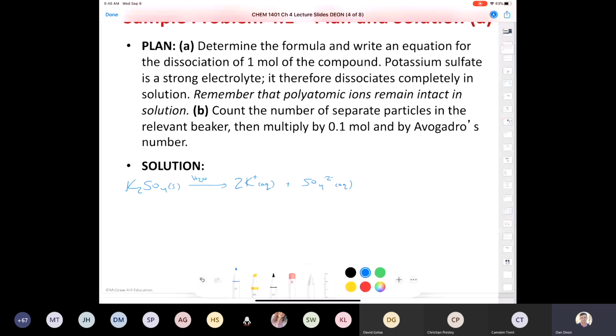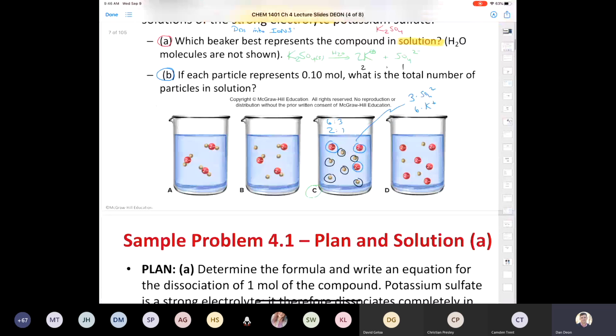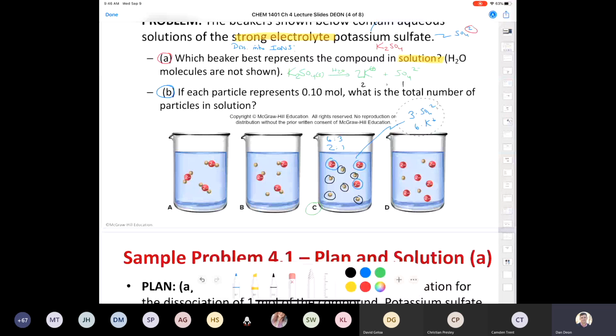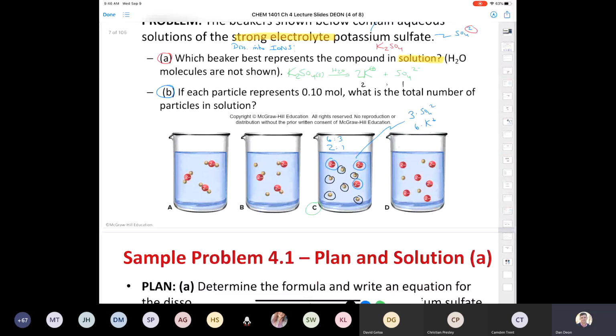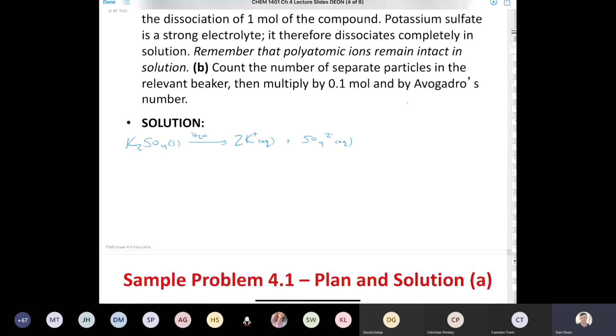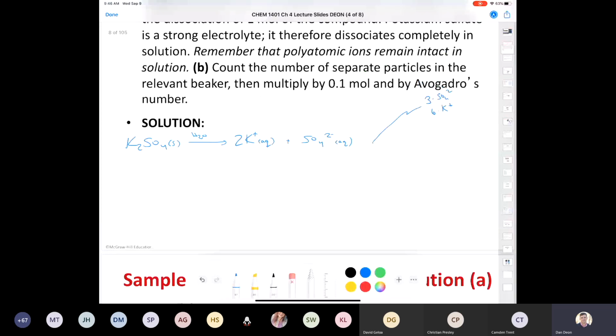Okay, so let's think. If each one of these represents, what was the question? Count the number of particles in the relevant beaker, multiply by 0.1. Oh, I see. Okay, so in our beaker, I'm going to have to copy this because my memory is so short. Copy. And I'll just paste it over here so I don't forget. There we go. So this was what was in our beaker.